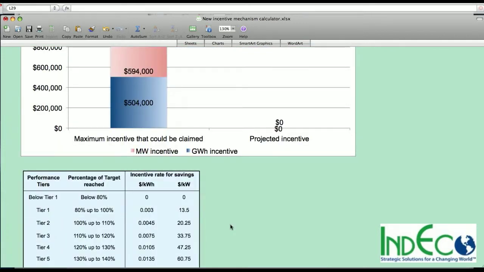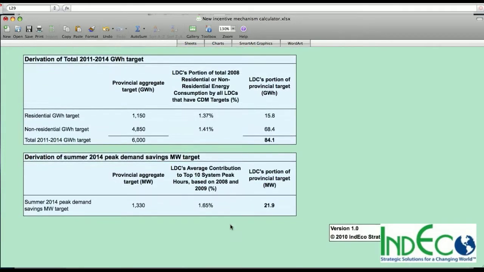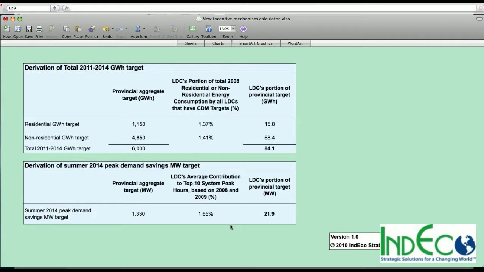The final two tables show how the gigawatt hour and megawatt targets for the selected LDC are derived. The 2011 to 2014 energy savings target are derived from the provincial energy reduction targets for residential and non-residential classes, as well as the selected LDC's portion of total 2008 residential or non-residential energy consumption by all LDCs that have CDM targets. For this particular LDC, the total energy CDM target is 84 gigawatt hours.